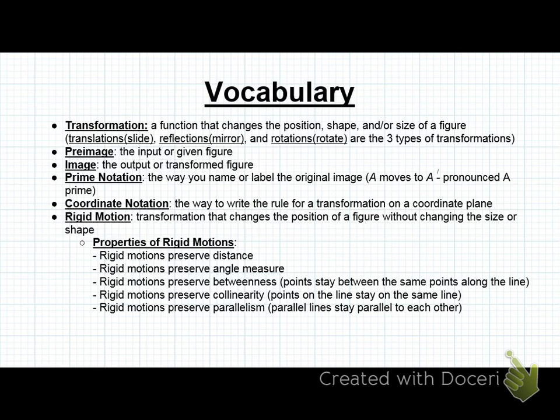So you don't have to write this down. I already talked to you about a lot of this. A transformation is a function that changes the position, shape, or size of a figure. What were the four transformations again? What was the first one?